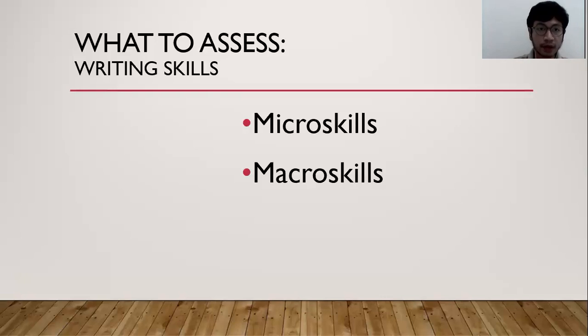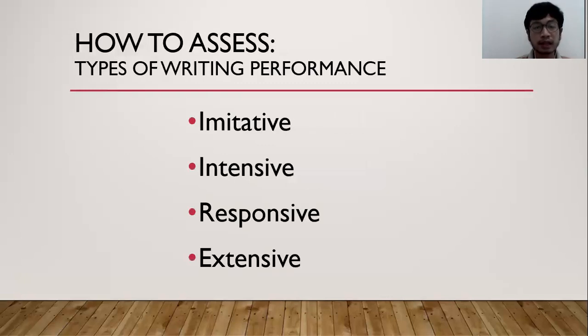Okay, so we have two topics in what to assess, right? The first one is the genres, and the second one is the skills, the writing skills. Okay, moving on to the next topic, which is how to assess. So when we're talking about how to assess, I'm going to start with the types of writing performance, and the classification that we have here is basically adopted from Brown's theory, and it's also available in the module.